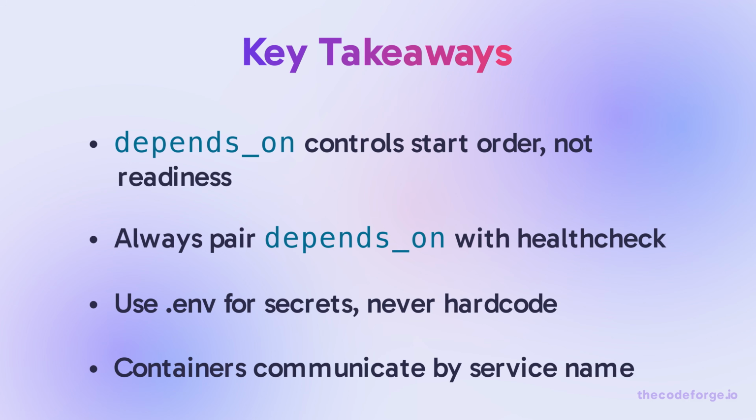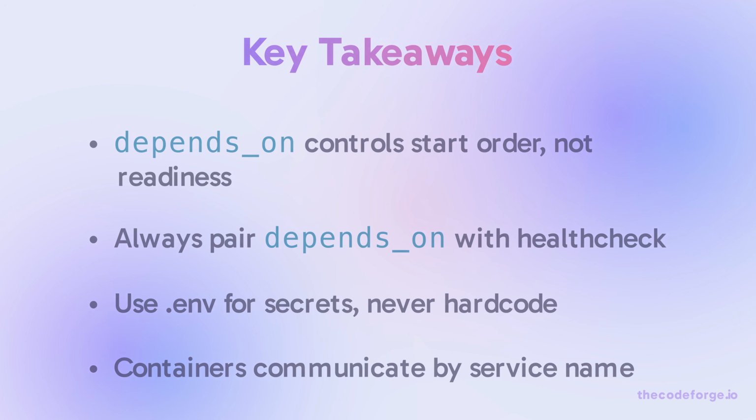Key takeaways: depends_on only controls start order, not readiness. Always pair it with a health check. Never hardcode secrets, use env files. Containers communicate by service name, not localhost. Use multiple networks to enforce security boundaries between tiers.